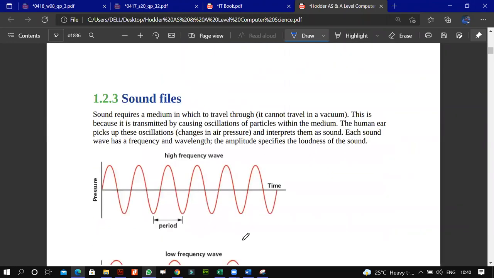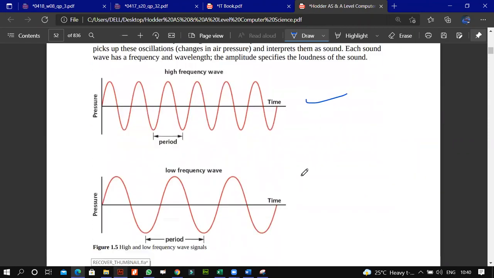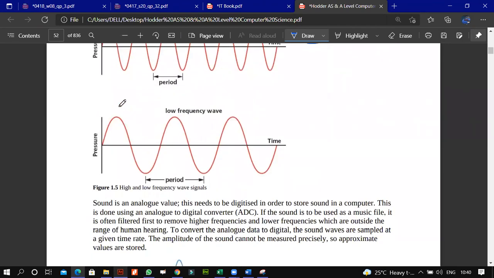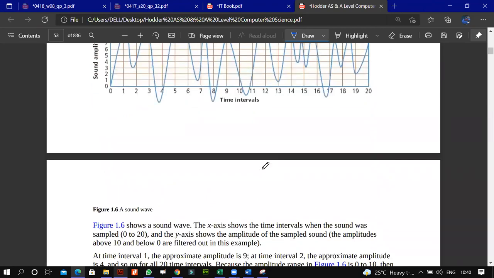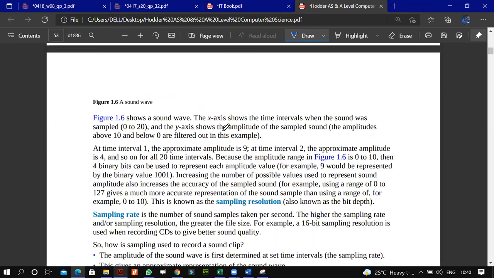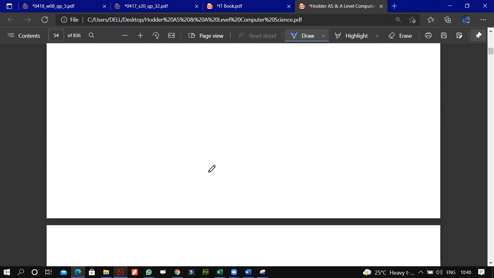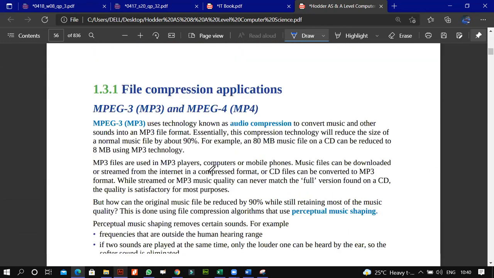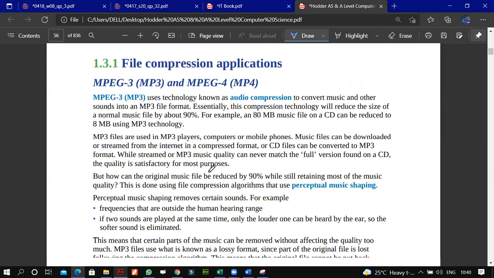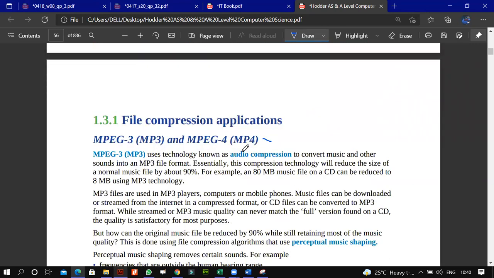Like I said, you can tell me to discuss if you want me to discuss a point. Sound files, we talk about frequency, the period, the pitch. We talked about the samples, how many samples there are, that's the interval. Video, frame rate, buffering, lossless, lossy file compression, MPEG MP3. MPEG MP3 is not very important. I didn't discuss it with you, it's fine.